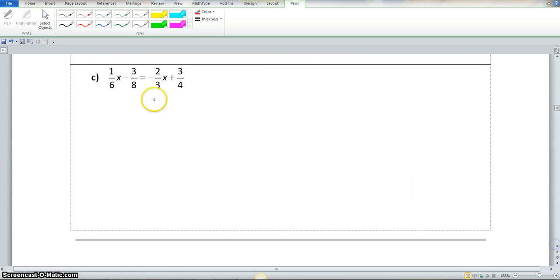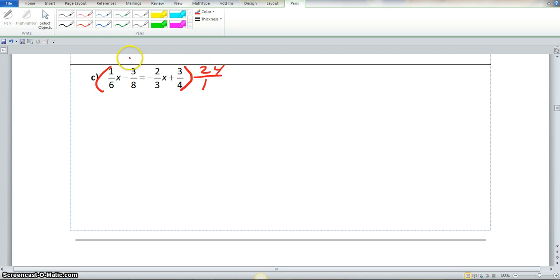Now we scroll down here to C. We have 1/6x minus 3/8 is equal to a negative 2/3 x plus 3/4. Now before we do anything, let's get rid of these fractions. Let's find the common denominator of 6, 8, 3, and 4. Now the common denominator of these four terms is actually 24. So we can multiply everything by 24 over 1.